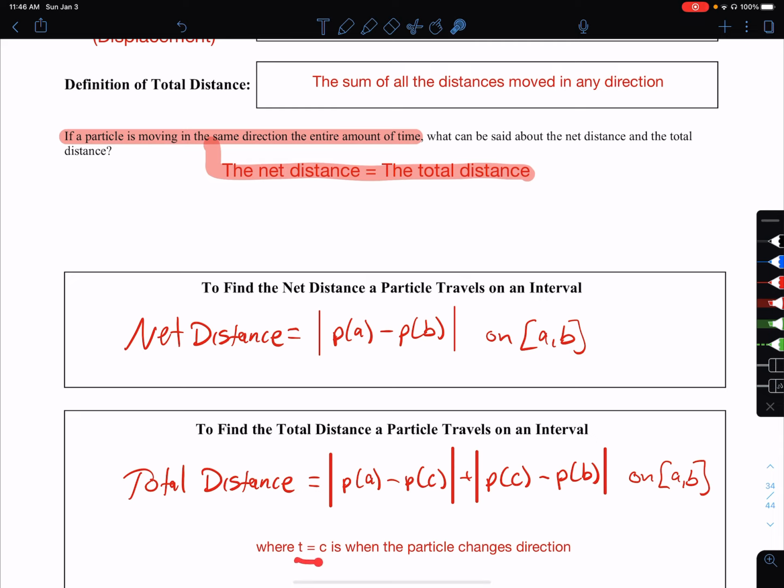Please note, t equals c is where the particle changes direction. If we change direction another time at d, this would be p of c minus p of d, and then add to that p of d plus p of b. Note that a and b are the starting and ending points for this.